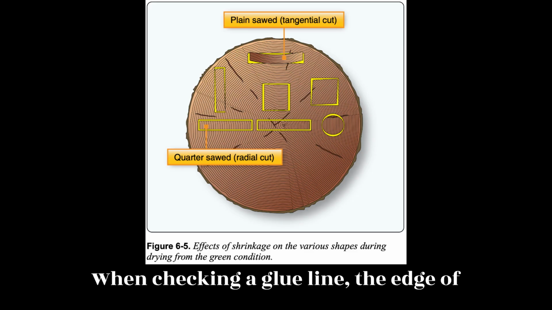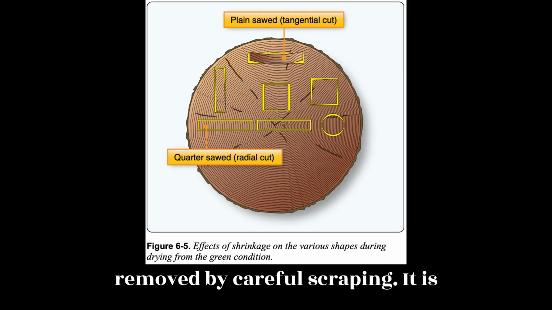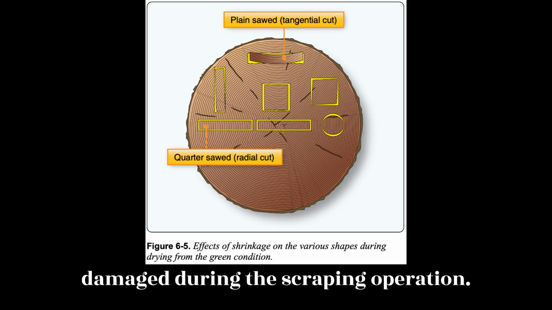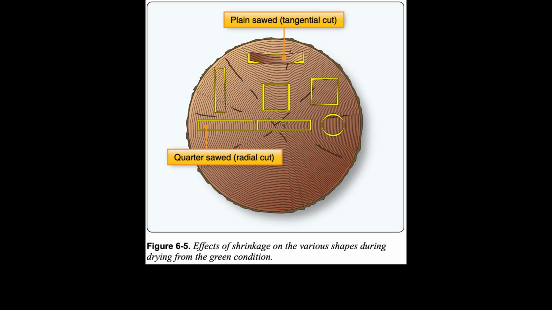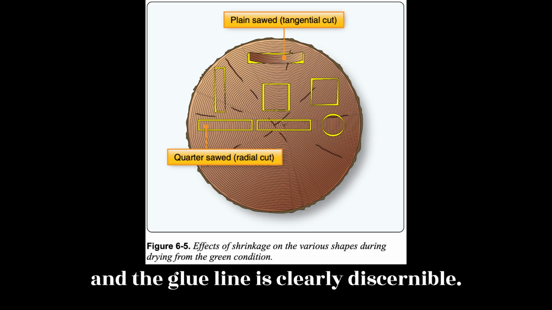When checking a glue line, the edge of the glued joint, for condition, all protective coatings of paint should be removed by careful scraping. It is important to ensure that the wood is not damaged during the scraping operation. Scraping should cease immediately when the wood is revealed in its natural state and the glue line is clearly discernible.